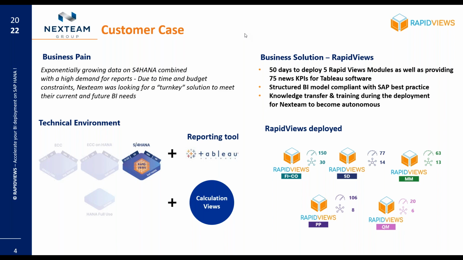Rapidviews stepped in, and we deployed our Rapidviews modules on the main core SAP modules FI-CO, SD, MM, PP, and QM. As you can see, with our package, we deployed 150 KPIs for FI-CO, 30 datamarts; on SD 77 KPIs on standard and 14 datamarts; on MM 63 KPIs and 13 datamarts; for PP 106 KPIs and 8 datamarts; and for QM, 20 KPIs and 6 datamarts.